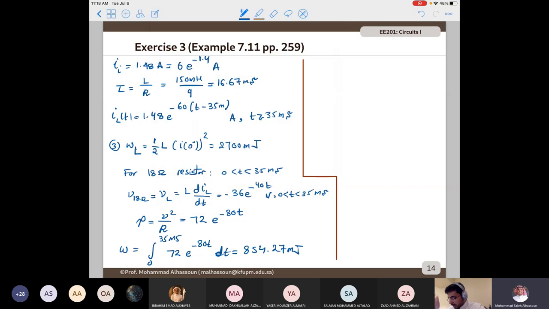So now I found the energy of the 18 ohm resistor, and I found the initially stored energy. So what I can do is take the percentage: 854.27 divided by 2700 multiplied by 100. This is going to give me 31. So 31% of the initial energy stored in the inductor is dissipated in the 18 ohm resistor.